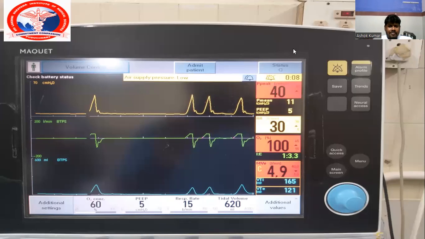We can check the alarm whenever the airway pressure is low. The alarm will alert the intensivists, anesthetists, or any other medical officers available in the intensive care setting. It shows that oxygen concentration is high, peak pressure is high, and mean ventilation is less than 5.